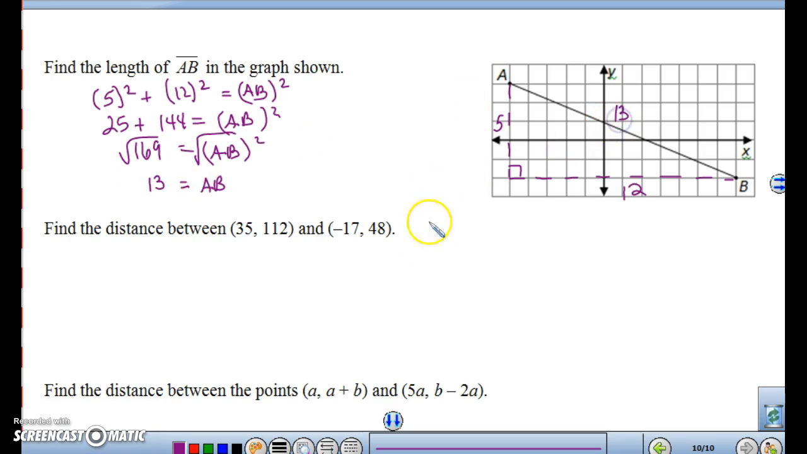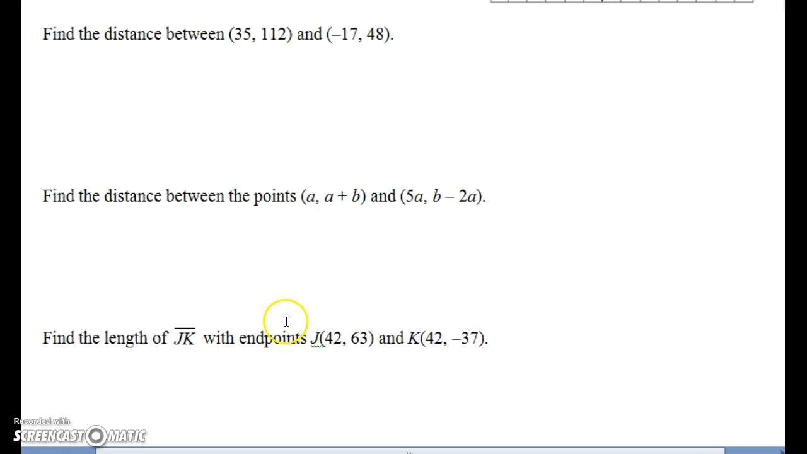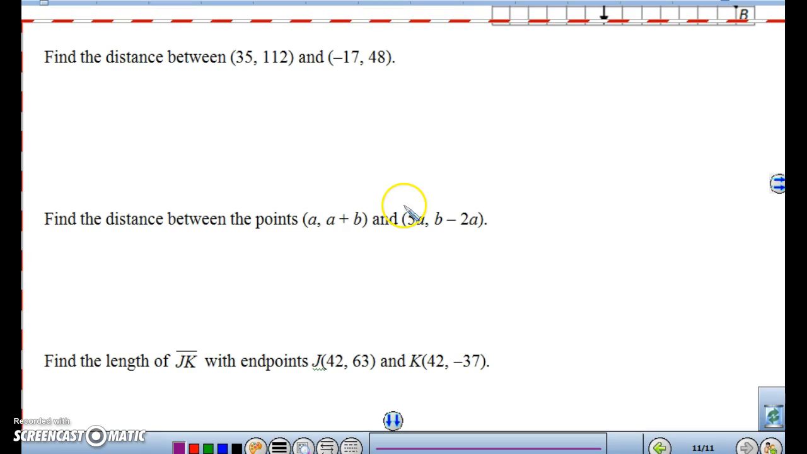So if you have a graph, make a triangle out of the segment so that the segment that you're looking for is the hypotenuse. It's much easier to work with from there. Now, if we wanted to find the distance between two given points, (35, 112) and (-17, 48), that would be a pretty big graph to have to graph. So this one would be ideal for using the distance formula.